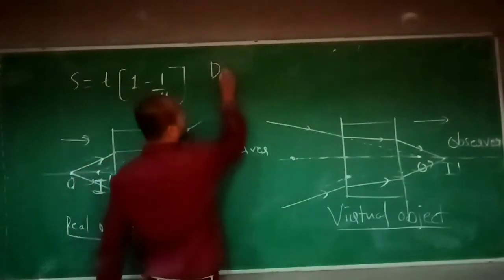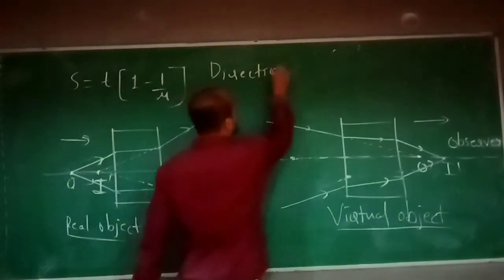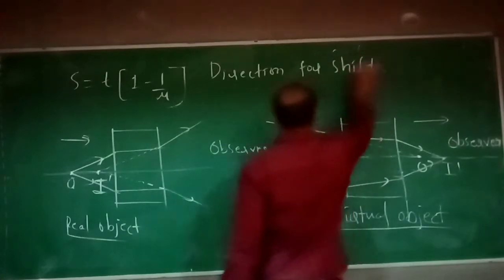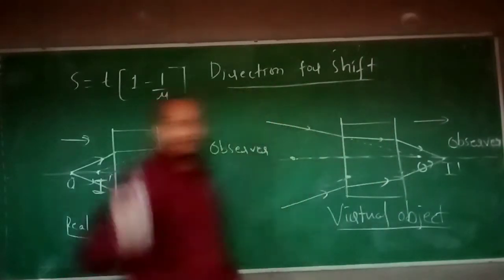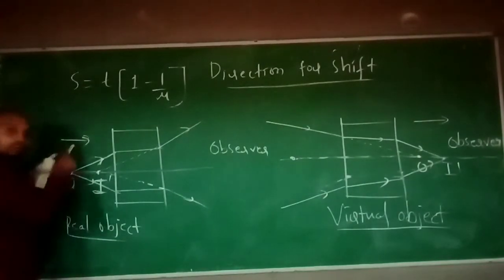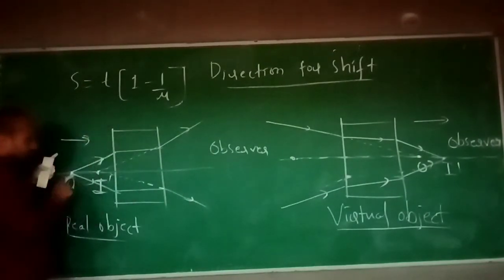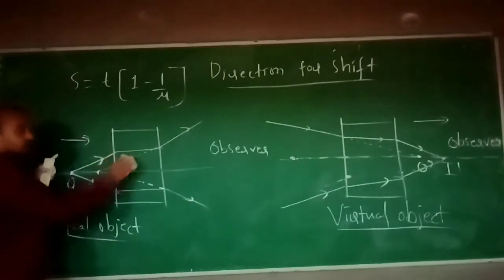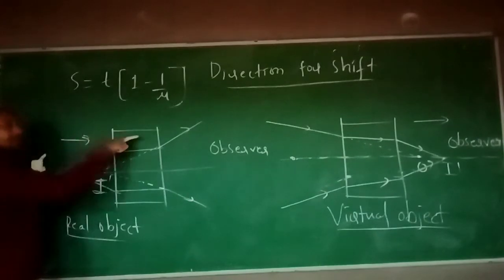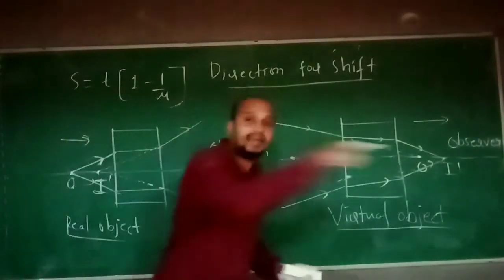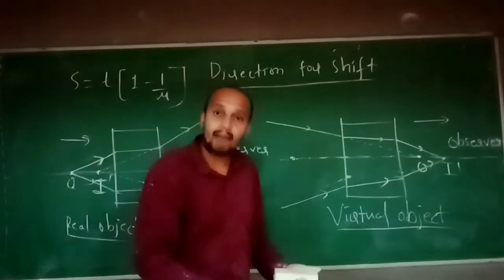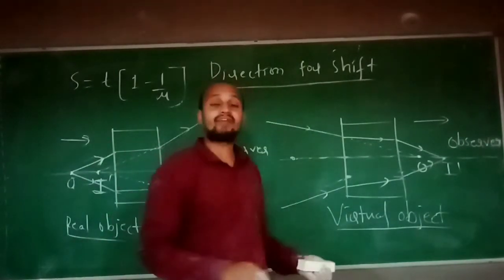In addition to that, what is the direction of the shift? I can say here, the direction of the shift, in which direction? Due to the slab, the shifting is happening in the direction of the traveling ray. The direction of the shift will always be in the direction of the traveling ray.